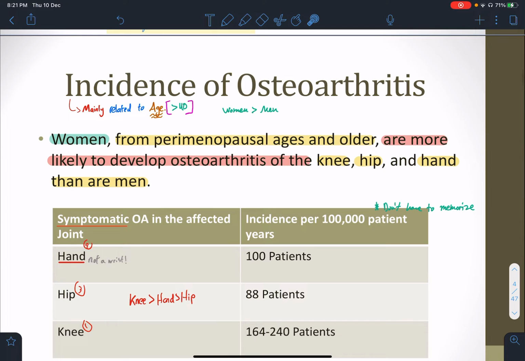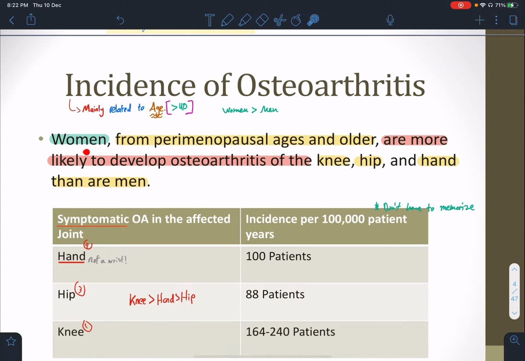Now we'll be talking about the incidence of osteoarthritis, mainly related to age. We mentioned that. Some studies and some references say it occurs above 40, some say above 50, and some say above 60, so there is no certain age. But the most important thing is that as people age, they're more prone to osteoarthritis.